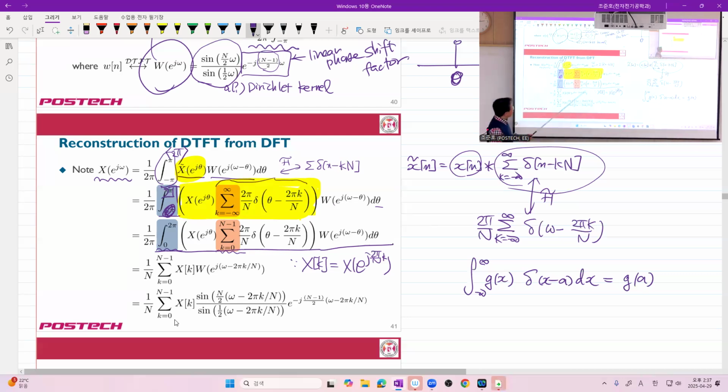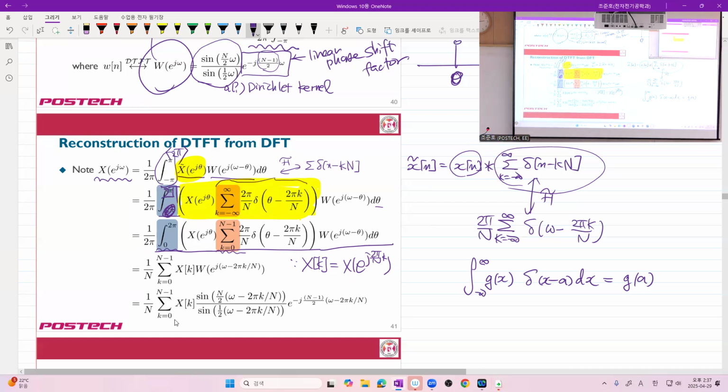So you have the same thing, capital X of e to the j theta becomes capital X of e to the j, this one. And what is that one? This is the DFT coefficient, the k-th DFT coefficient. So you have that one. And here, the theta becomes 2 pi k over N. So from here to there, you have the result.